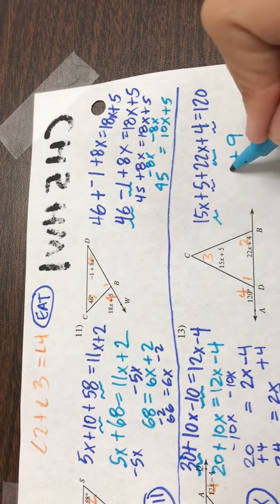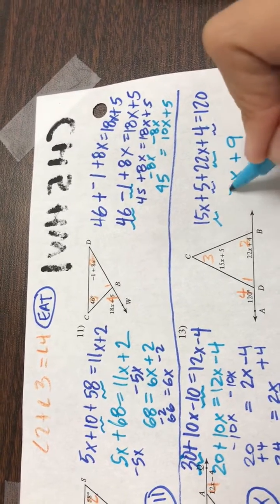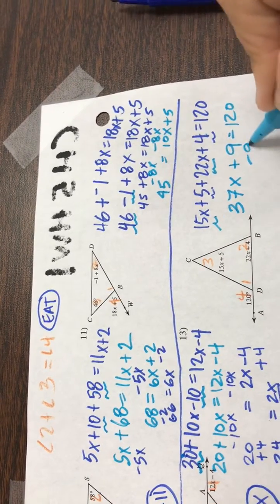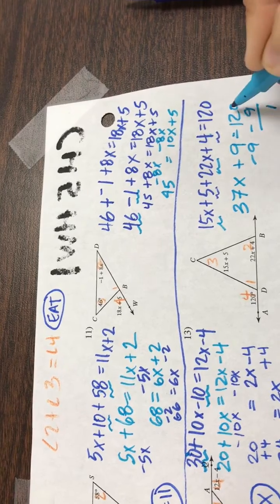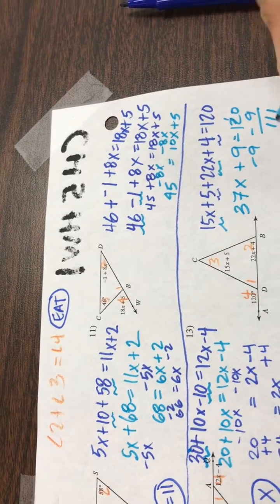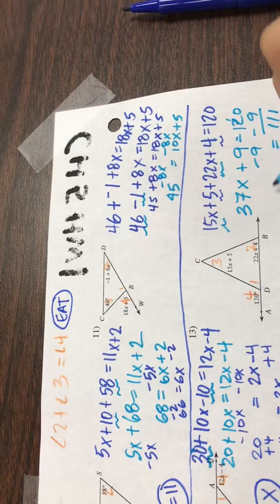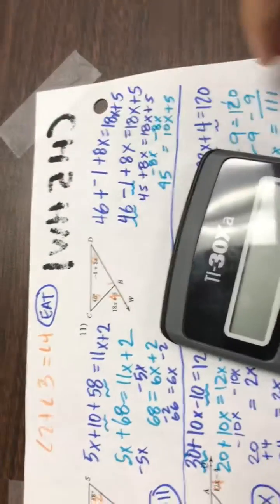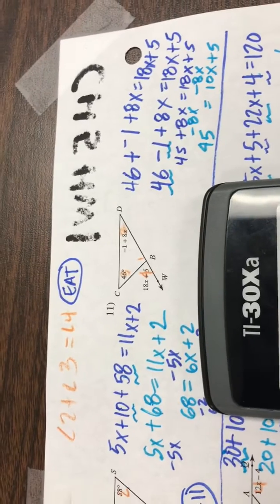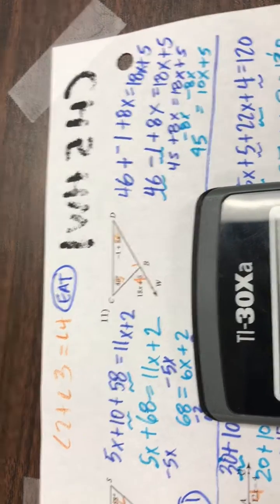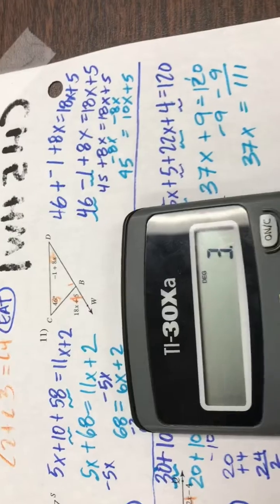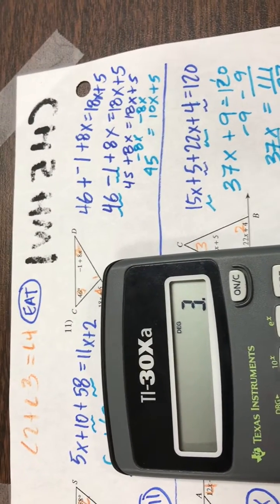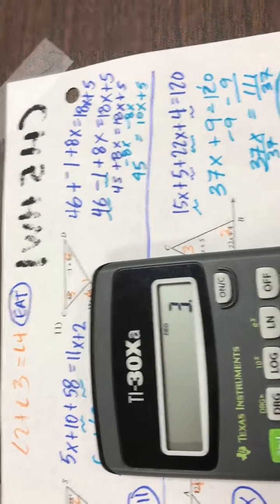So 5 and 4 make 9. 15x's and 22x's would be 37x's. Subtract 9 from both sides. Now I'm a little worried. I gotta grab a calculator. Let's see. I don't want to make any mistakes here. So 111 divided by 37 was 3. Cool.